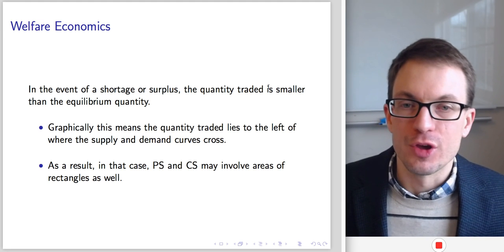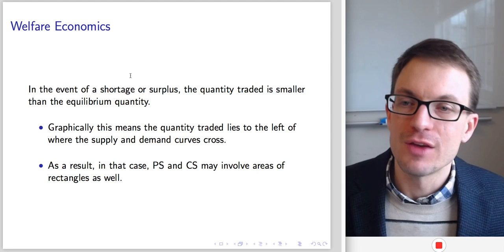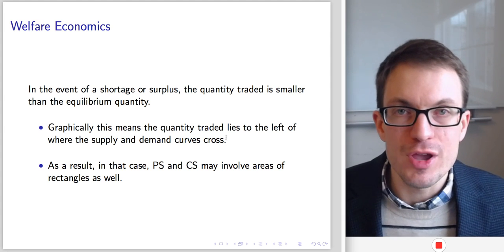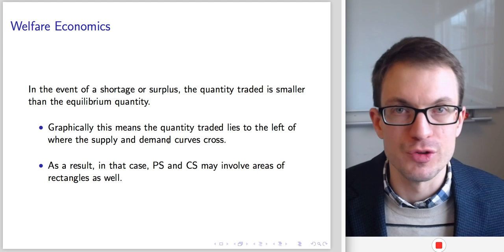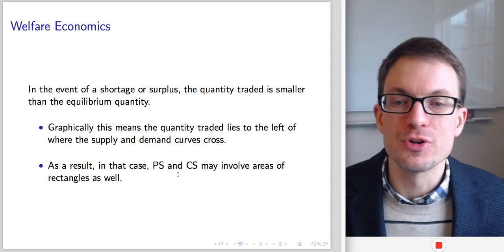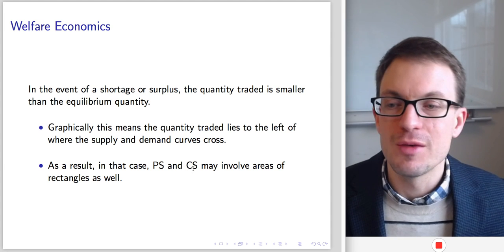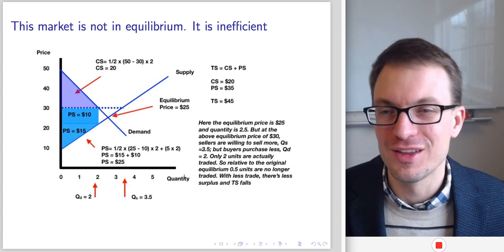Well, anyhow, the quantity traded is smaller than the equilibrium quantity. Graphically, what this means is if we have a shortage or surplus, the quantity traded lies to the left of where the demand and supply curves cross. That's always going to be the case in the case of a shortage or surplus. As a result, in that case, producer surplus and consumer surplus may involve areas of rectangles as well. Yeah, so sometimes we wouldn't have a triangle. Here's one of those cases.